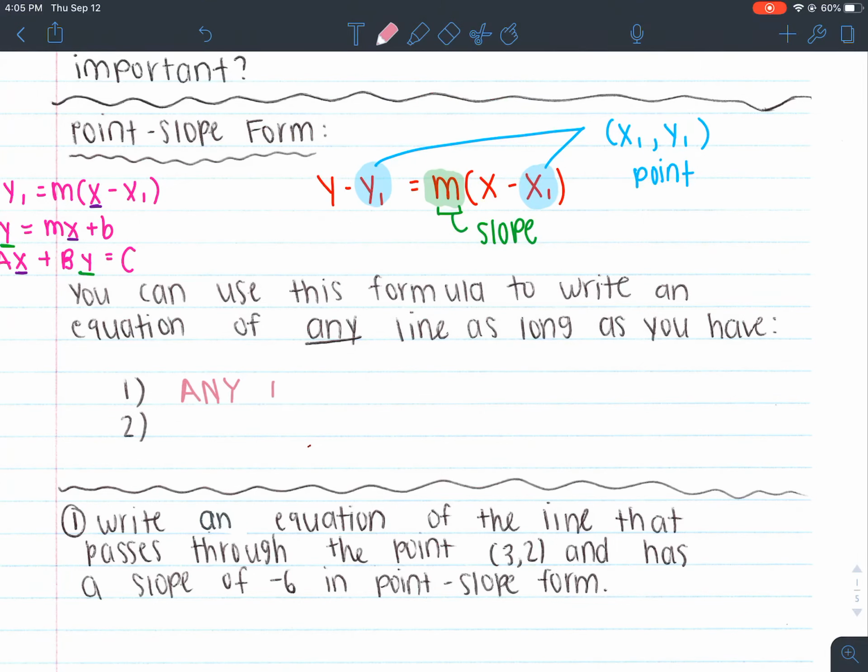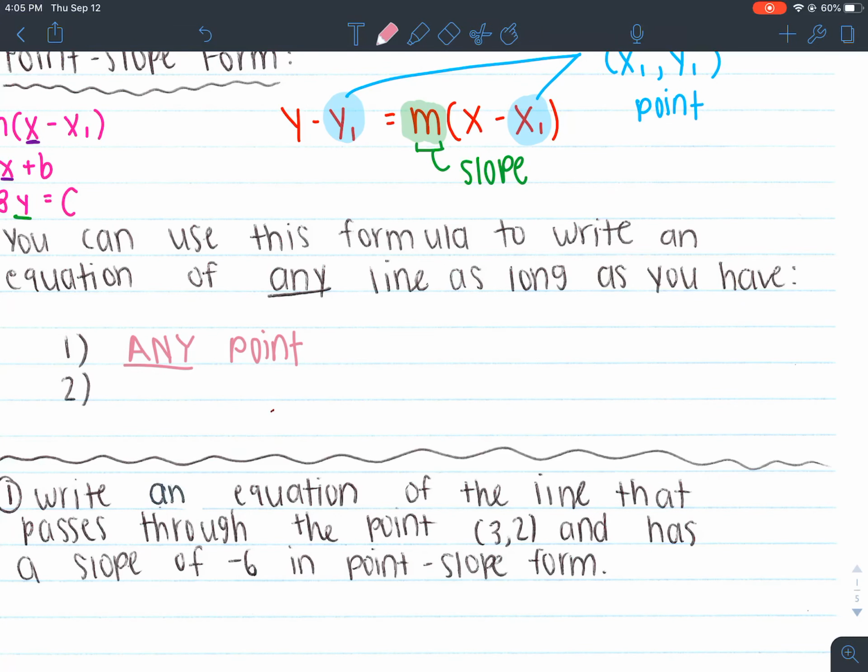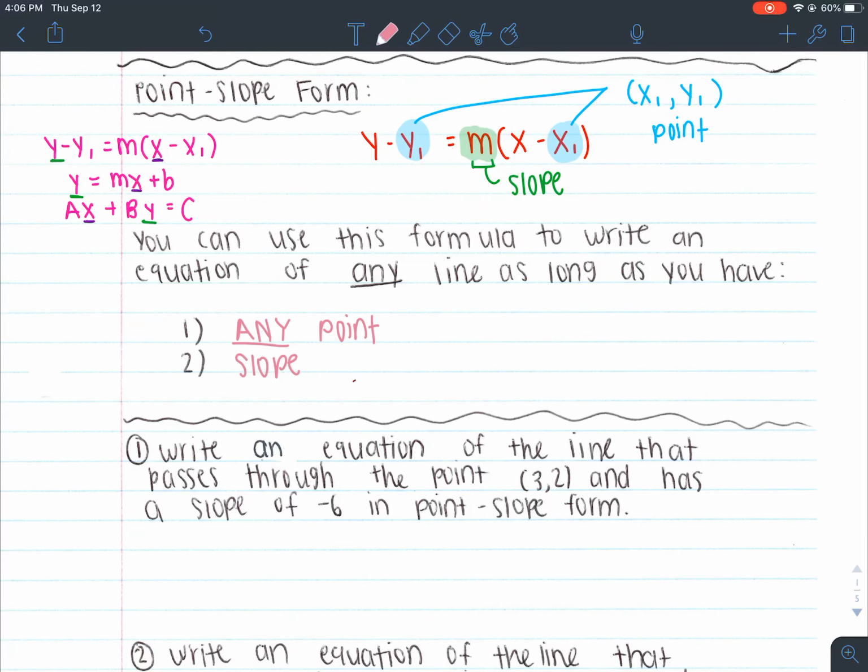So it doesn't matter what point it is, I can choose whatever point I would like. If they give me a bunch of points, I can just choose one. I choose my favorite. I can use any point, and I need the slope. That's why it's called point-slope form. So in order to use it, I have to have any point and a slope.